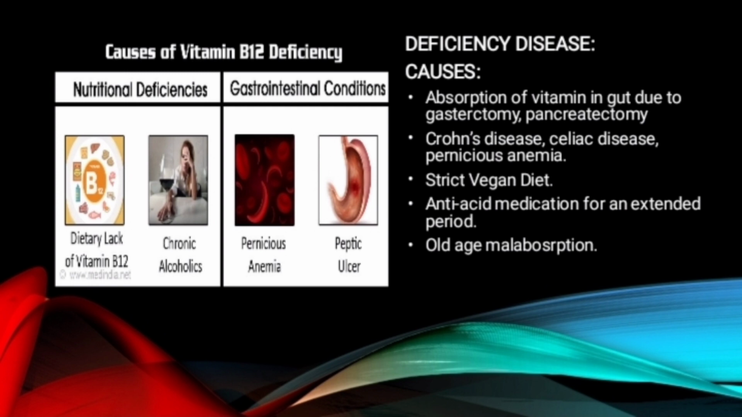Along with that, certain drugs, for example colchicine, neomycin, ethanol, and potassium chloride, can interfere with the absorption of vitamin B12. In old age, after the age of 60, vitamin B12 malabsorption may arise. So dietary supplements must be taken to minimize the chance of deficiency.